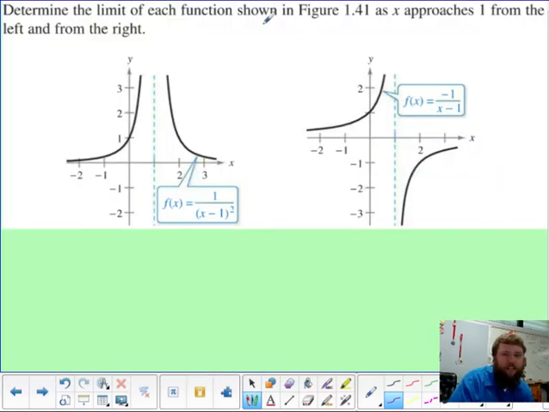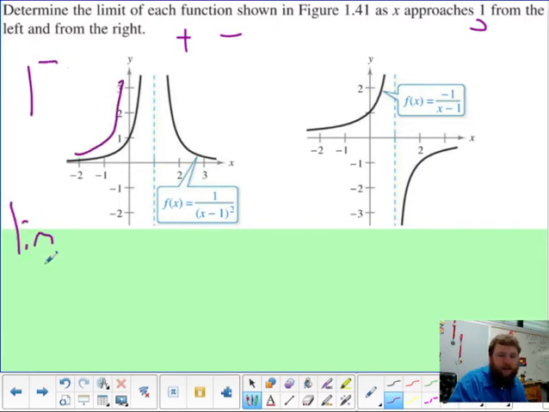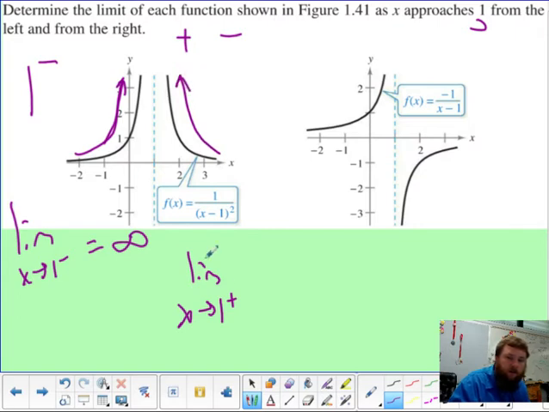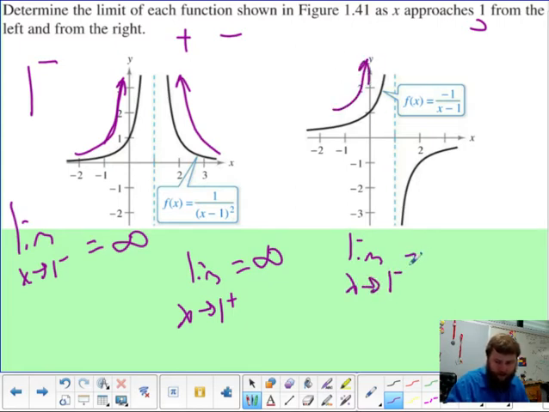So I want to determine the limit of each function shown up here as x approaches 1 from the left and right. So from the left side, as x approaches 1 from the left, you're going to positive infinity. Now the limit as x approaches 1 from the right, you're also going to positive infinity. So we write infinity. Now on this one, the limit as x approaches 1 from the left, you're going to positive infinity. But as x approaches 1 from the right, it's going to negative infinity.